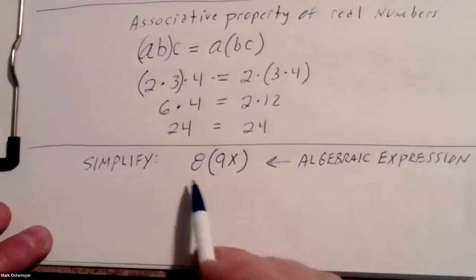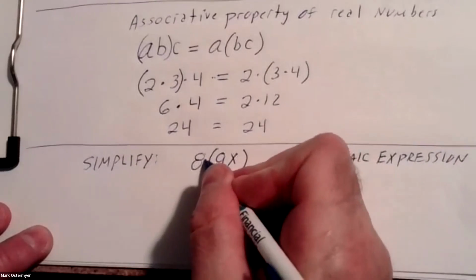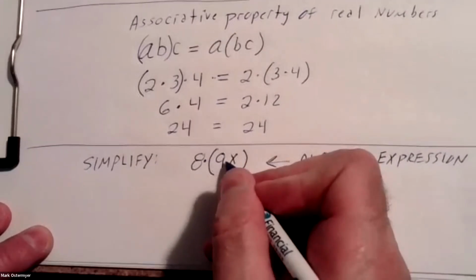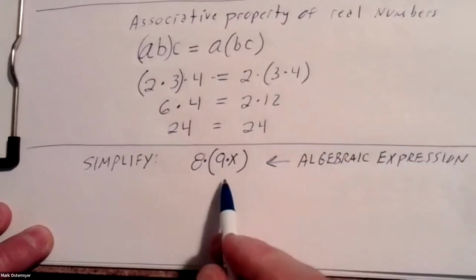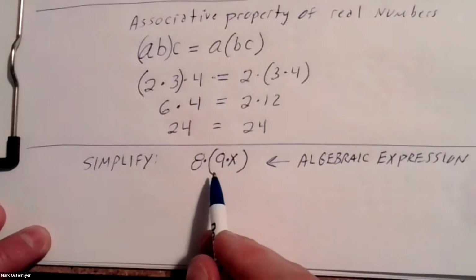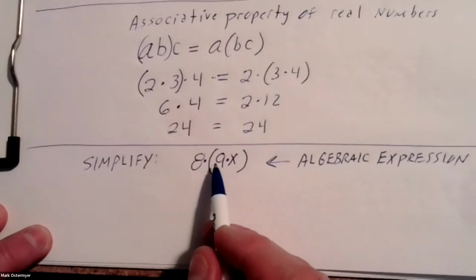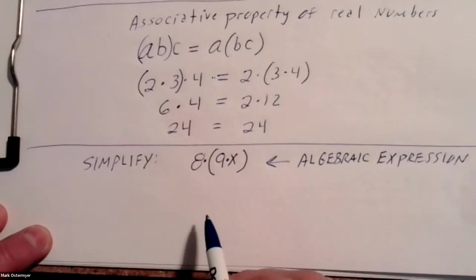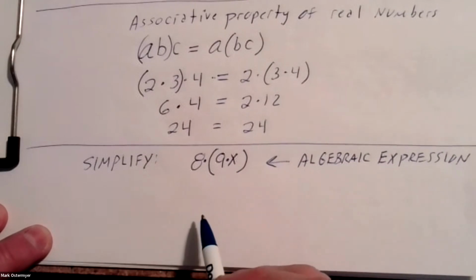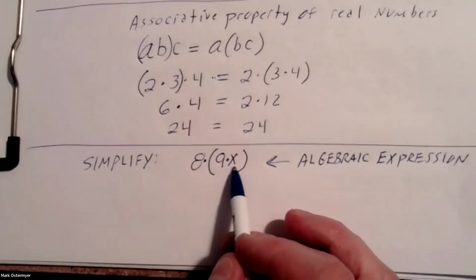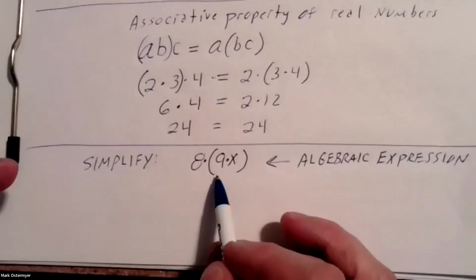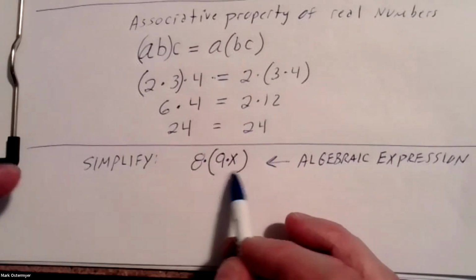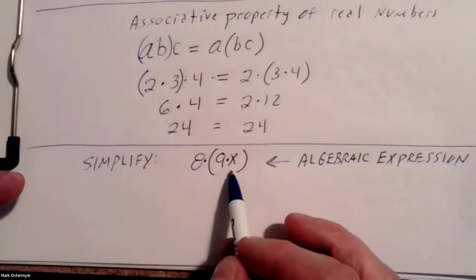And we would read this as 8 times 9 times x. Do you agree? Everybody see that there? 8 times 9 times x. Now, when you multiply 9 times x, the best you can do is say that the product is 9x, because we don't know exactly what number x has been assigned to.